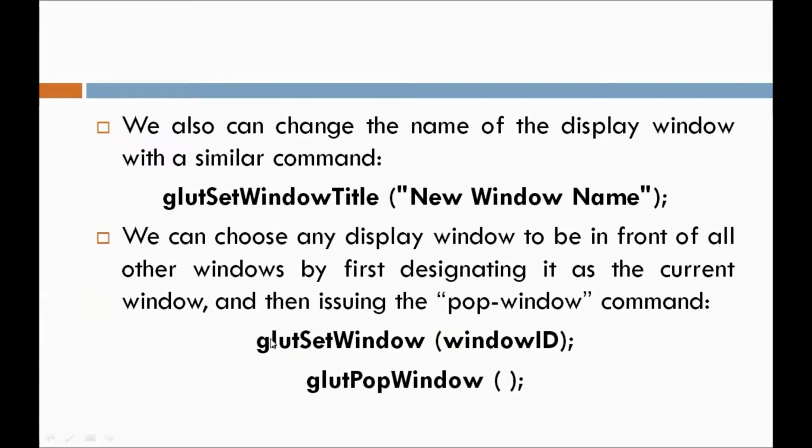What I can do is set the window here. What window ID can I give here? I will give 1, because I need my first window to be in front and the remaining 2 windows to be in the background. So I will give the window ID as 1. First I will set that window ID as 1, then I can use a pop window to pop the remaining 2 windows. So these are the commands for doing that: glutSetWindow and glutPopWindow. Getting it, guys?